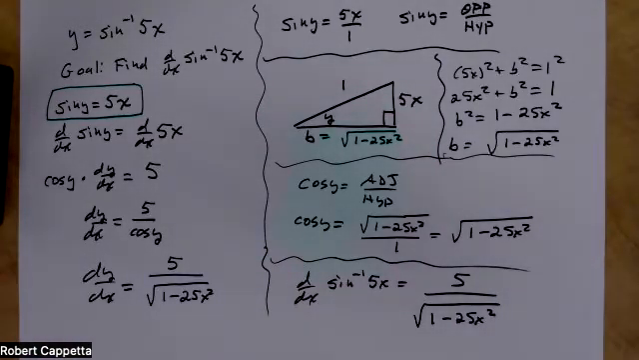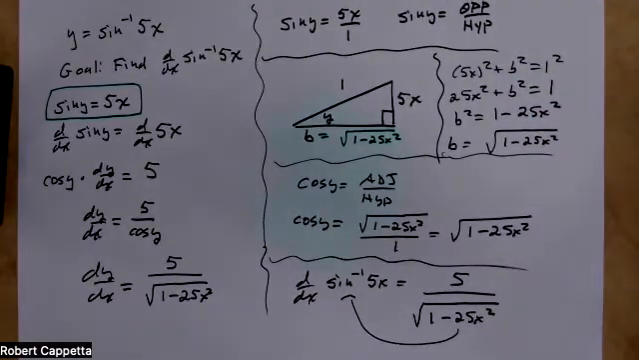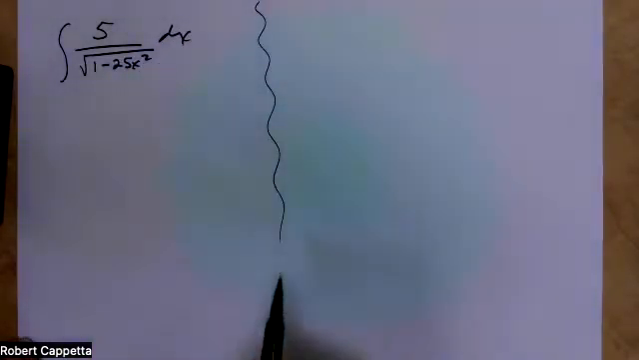But now what I would like to do is reverse that process. Can I reverse that process? In other words, can I show that the integral of this function leads me to the inverse sine of 5x? And that is a technique we call trigonometric substitution. So let's do that. If I am attempting to do the integral of 5 over the square root of 1 minus 25x squared dx, how do I proceed?